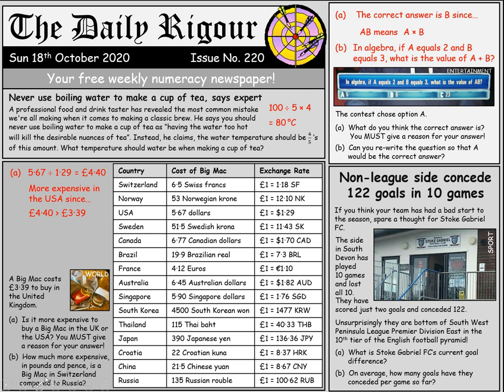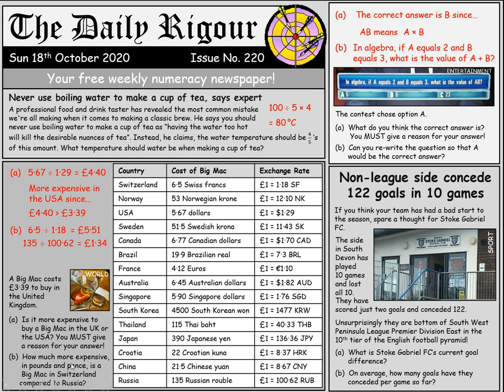So then we're asked how much more expensive in pounds and pence is a Big Mac in Switzerland compared to Russia. So we're going to change the Swiss price into pounds first of all. So 6.5 Swiss francs. Again, we're going to divide by the exchange rate. So we're going to divide by 1.18, and rounding to two decimal places would be £5.51, which is quite pricey, isn't it? So now for Russia. So we've got 135 Russian rubles is the cost, and to change back into pounds, we'll divide by that exchange rate, and that comes to a measly £1.34.